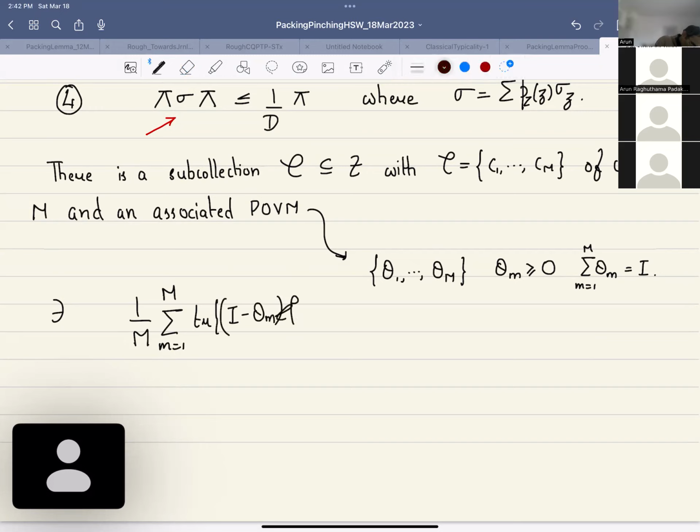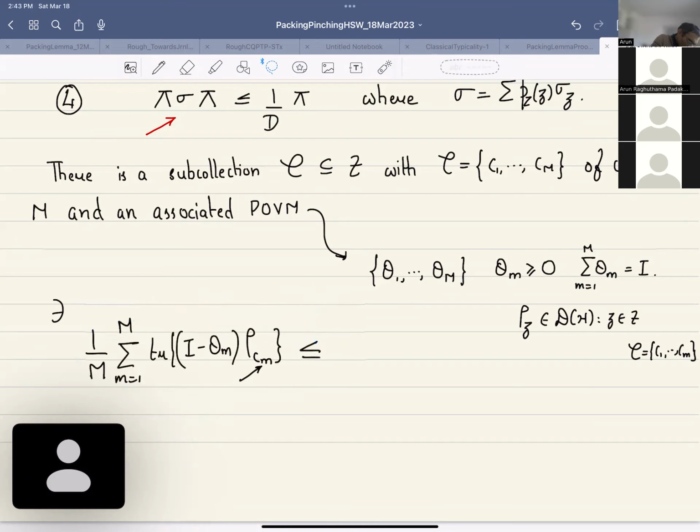So remember, rho Z's were my entire collection. But now I have taken a subset C with indices C1 to CM. This is sitting inside Z, so I should put CM here. This is less than, what is that? That quantity is of interest.